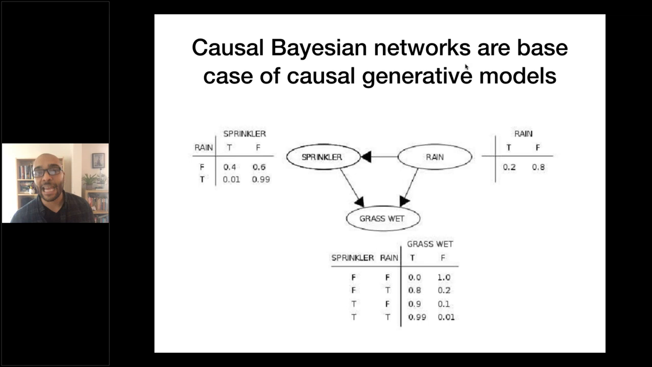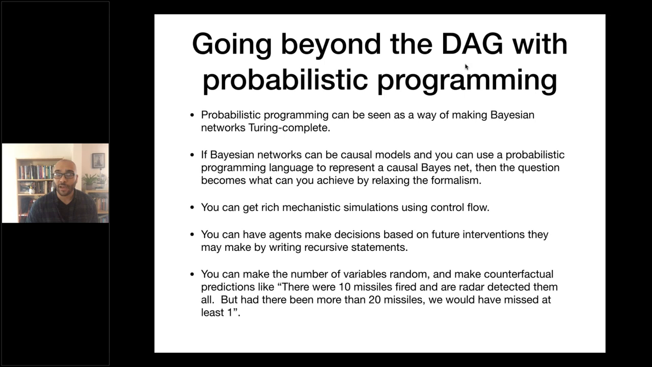But we can go beyond the DAG with probabilistic programming. If you haven't heard about probabilistic programming before, the way to think about it is as a way of making Bayesian networks Turing complete. So if Bayesian networks can be used as causal models, you just have a DAG that corresponds to causality and you still have the parameters, then you can use a probabilistic programming language to represent that causal Bayes net, because a probabilistic programming language is always expressive enough to represent a Bayes net.